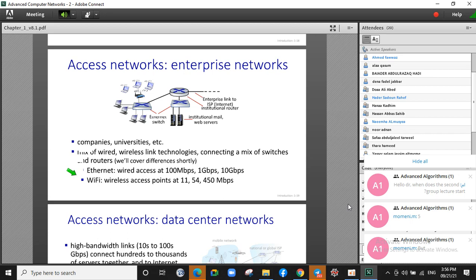But today, mostly, when we talk about wired LAN, wired local area networks, the Ethernet technology, the Ethernet standard is common. Okay, it's dominant. The Ethernet technology had a speed of 100 megabits per second, but today's speed is 1 gigabit and 10 gigabit per second in a LAN.